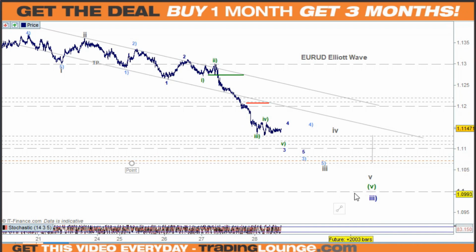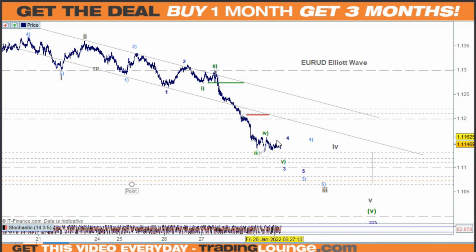Now the end is going to be complicated with a lot of wave 4s, so we're seeing 4s and 5s here. So this is where it gets really messy.